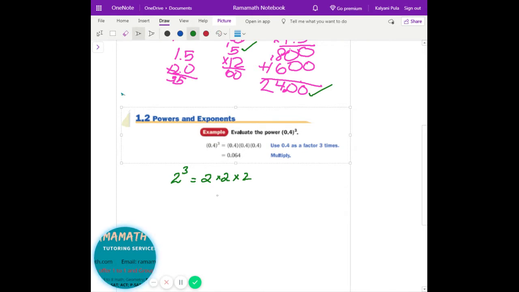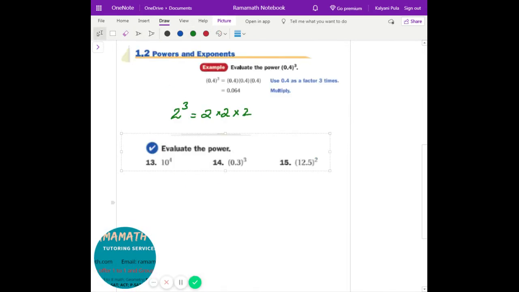Let's do some practice questions on this one. All right, let's practice this one. Evaluate 10 to the 4th exponent, 0.3 to the 3rd exponent, and then 4.5 to the 2nd exponent. Let's try these questions.